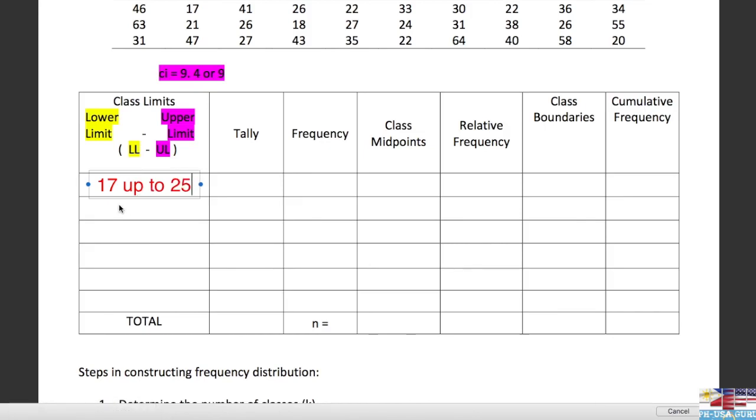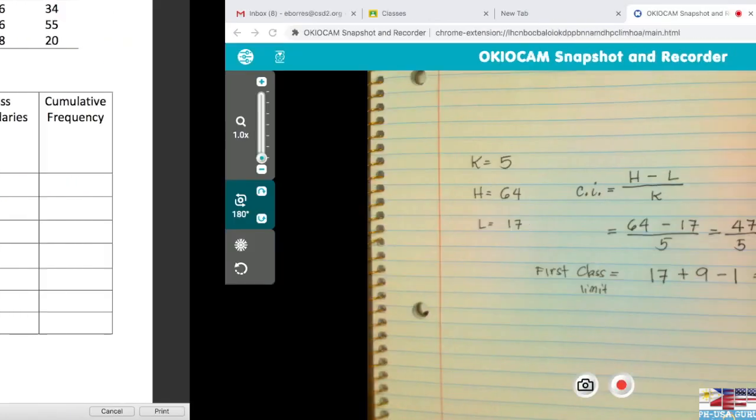Each class limit must be mutually exclusive, meaning 17 or numbers from 17 up to 25 must not be repeated. So what is the next number after 25? Our new starting point is the number after 25, which is 26. And our class interval or class limit is from 26 up to what? That is 26 up to, same formula.